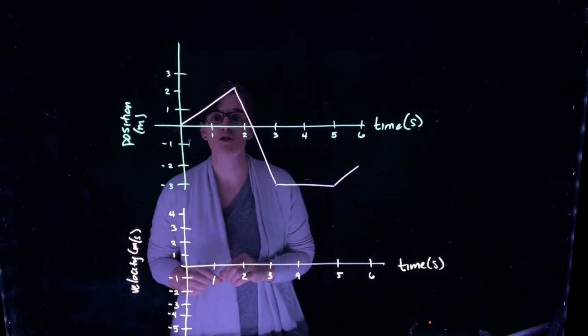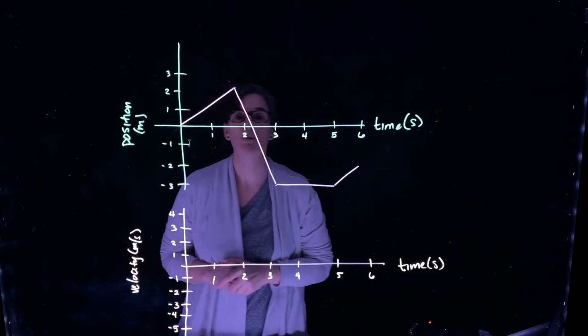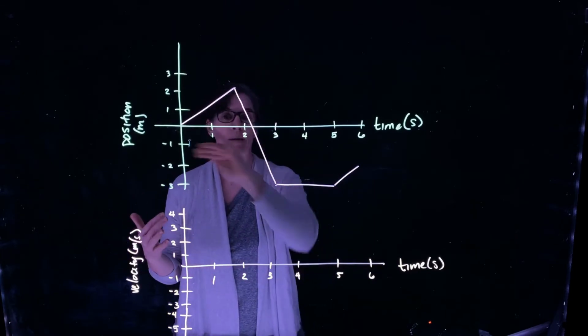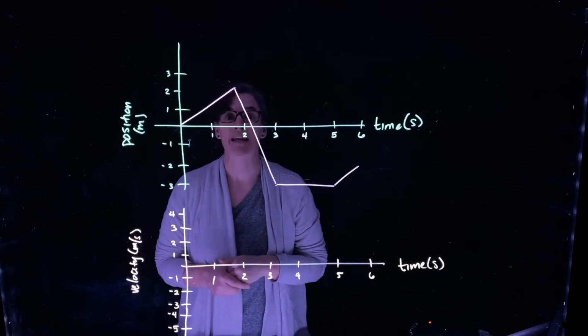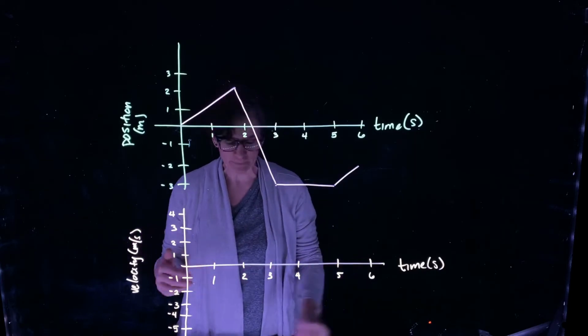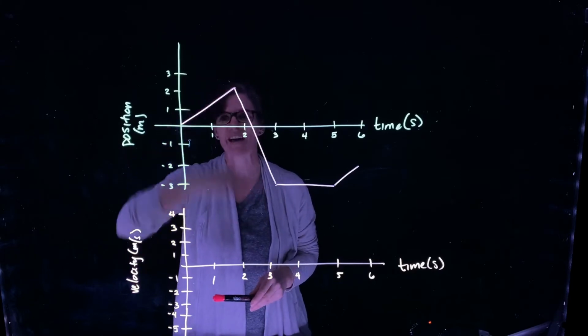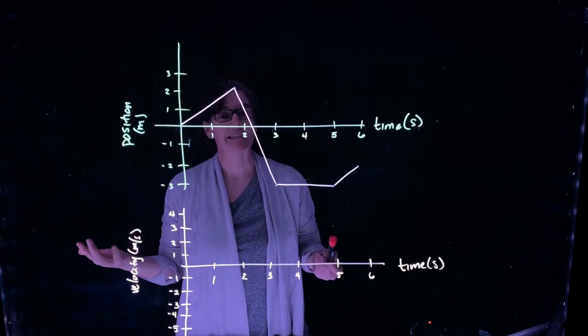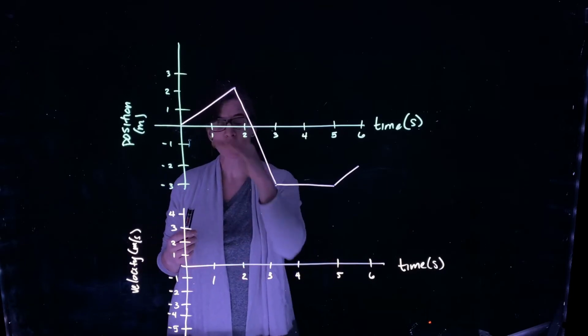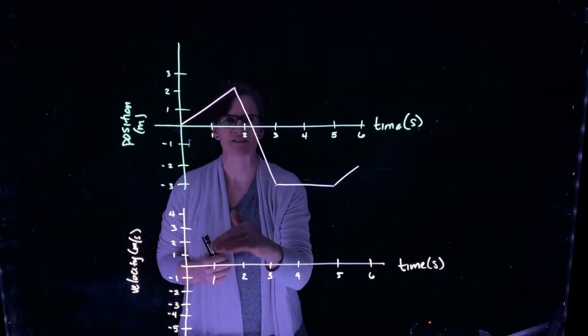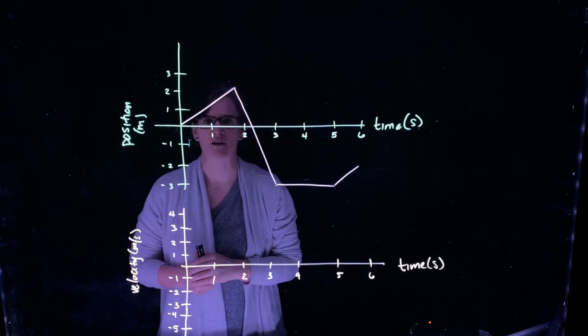All right, so between 0 and 2 seconds, the object is moving at a steady rate, represented by a linear sloping line on our position versus time graph. So we know with a straight line, that's a single slope value, we know that the velocity is constant. So we can use that to move from the position graph down to the velocity graph.